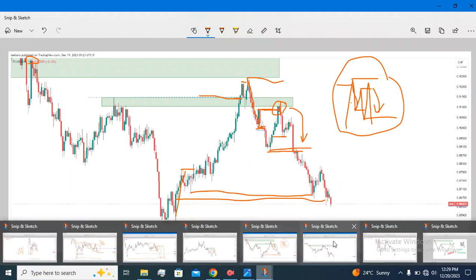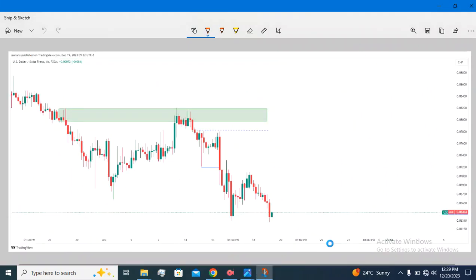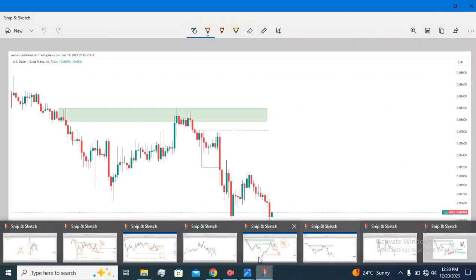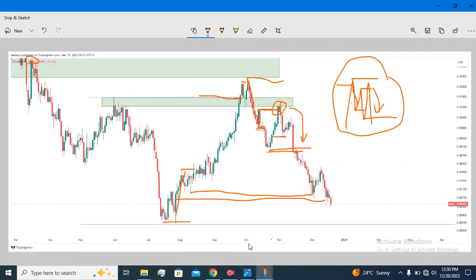Still on the lower time frame, this is what was happening. Right. Okay. After the sweep of this liquidity right here, ta-da. Then we can see this market reversed around here. So let's see what was happening at the sweep of this liquidity.